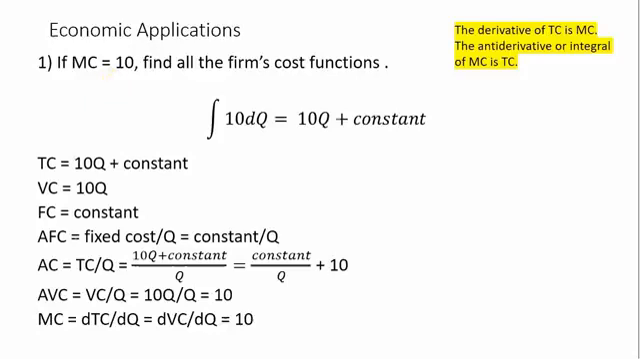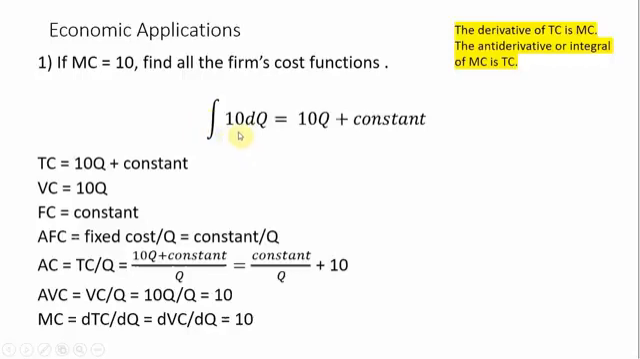The original function is total cost. So if you take the derivative of total cost, you get marginal cost. Now we're doing the opposite, the antiderivative. We want to go from marginal cost to total cost. And in fact, what we'll do here is find all the firm's cost functions.